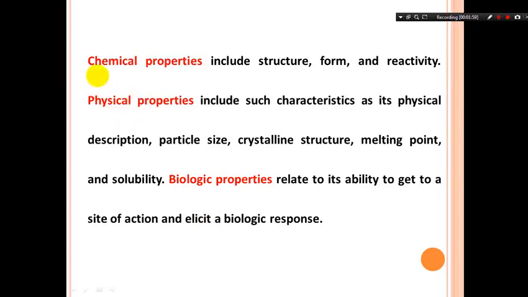When we say chemical properties of the drug, we mean the structure, form and reactivity of the material, while the physical properties include the physical description, particle size, crystalline structure, melting point and solubility. About the biological properties, it is the ability of the drug substance to elicit a biological response.